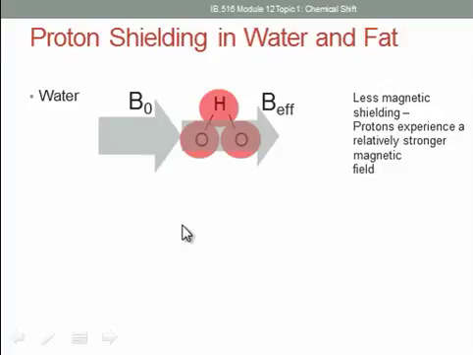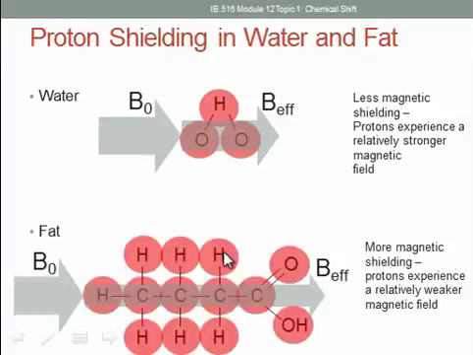shielding. So in every nucleus, you have electrons. What I'm showing here is these red circles. You have electron clouds, and those act to shield the nucleus from the magnetic field, which results in a slightly lower magnetic field than actually exists. So with fat, there's enough shielding from all these different electron clouds that this B effective is smaller enough than B0 so that you can see a difference in the resonance frequency between fat and water.